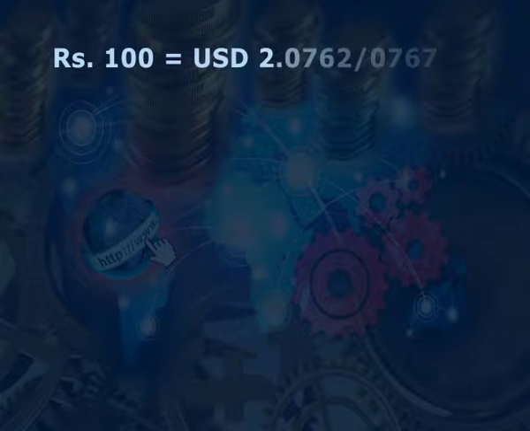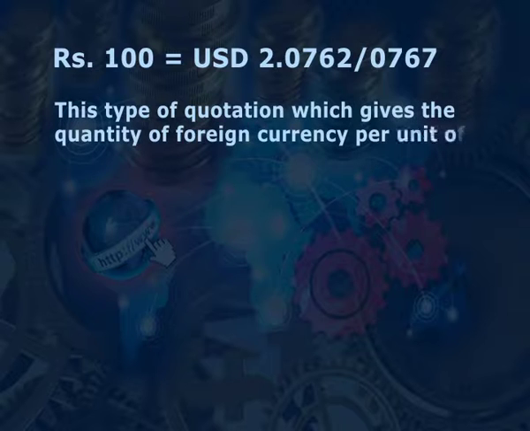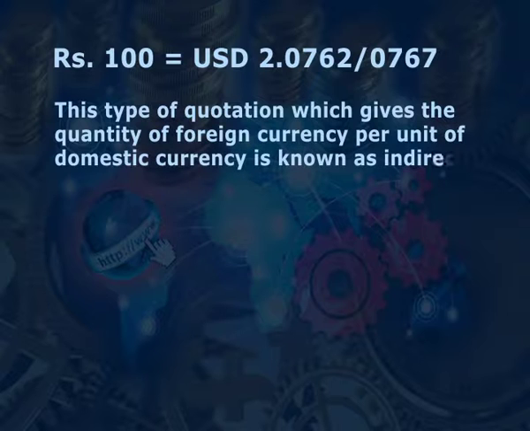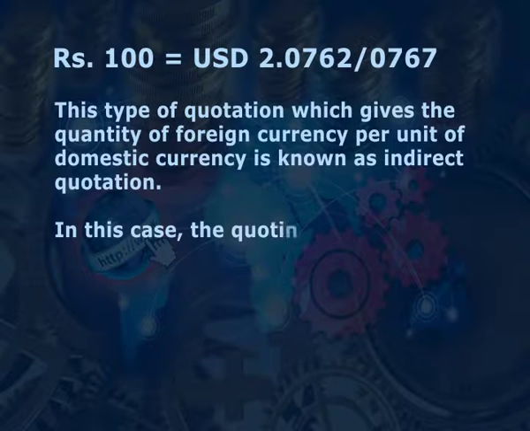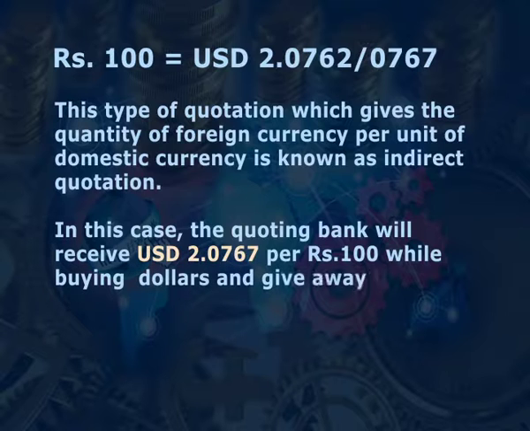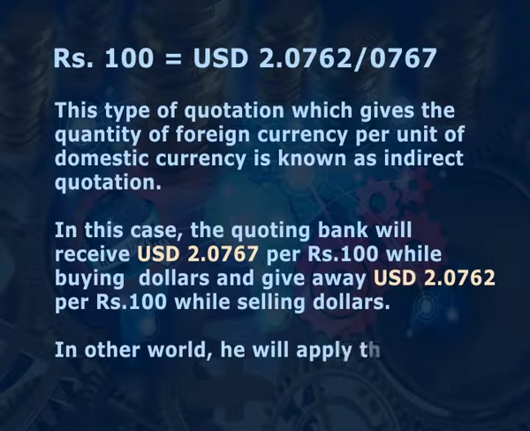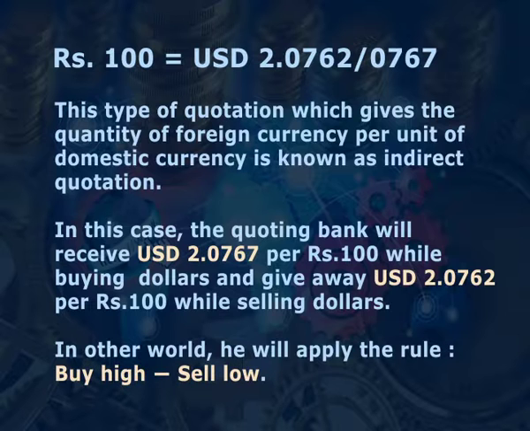The Mumbai bank quotes the rate for dollar as rupees 100 is equal to US dollar 2.0762/0767. This type of quotation, which gives the quantity of foreign currency per unit of domestic currency, is known as indirect quotation. In this case, the quoting bank will receive US dollar 2.0767 per rupees 100 while buying dollars and give away US dollar 2.0762 per rupees 100 while selling dollars. In other words, it will apply the rule buy high, sell low. The buying rate is also known as the bid rate and the selling rate as the offer rate.